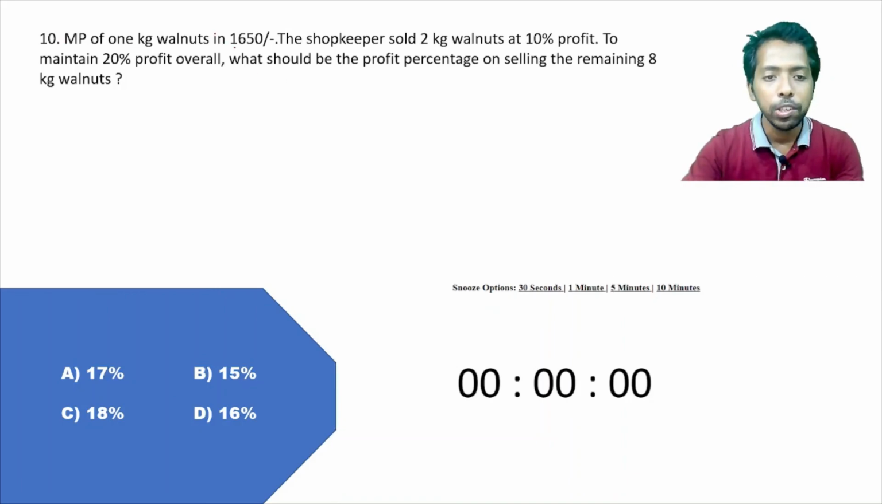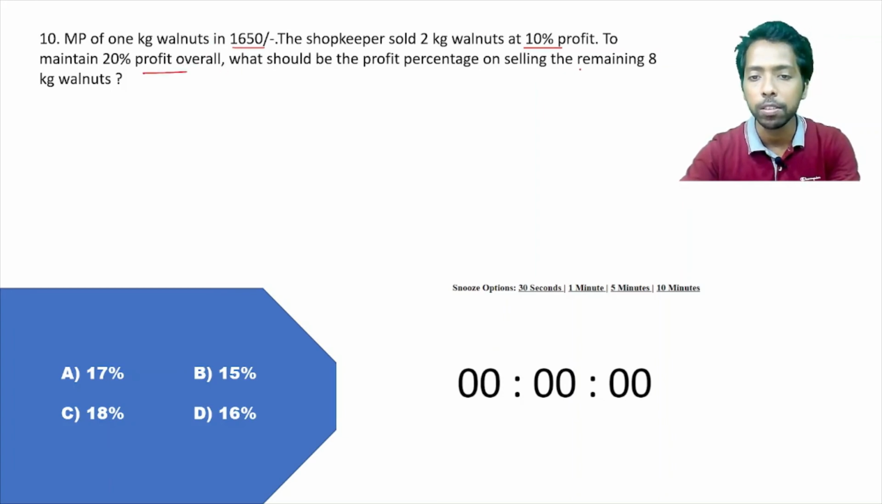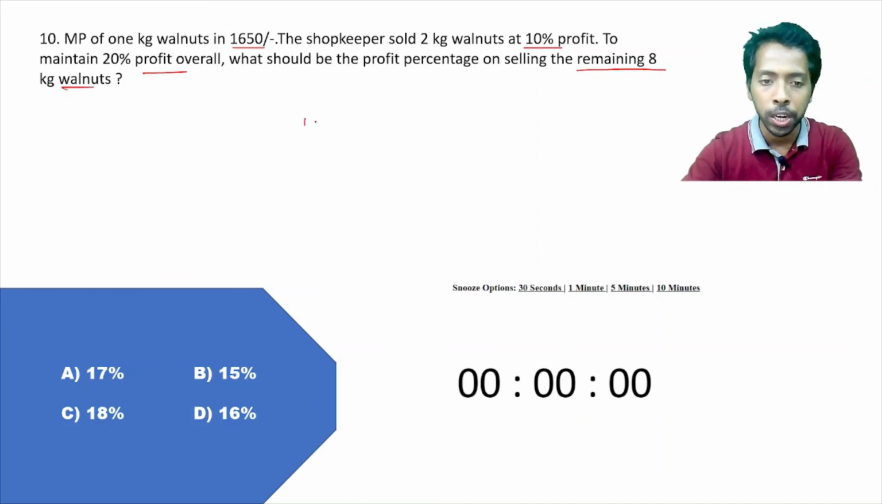MP of 1 kg walnuts is 1650. Okay. The shopkeeper sold 2 kg walnuts at 10% profit. That means on the basis of cost price it's talking about. To maintain 20% profit overall, what should be the profit percent on selling the remaining 8 kg of walnuts? Right. So the total is 10 kg. We can use this set, that is 10 kg here, 8 kg here, right, and 2 kg here.